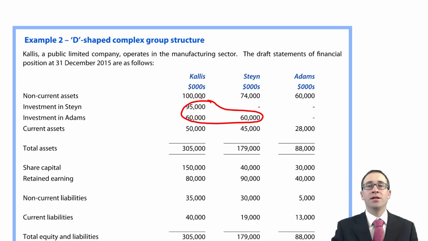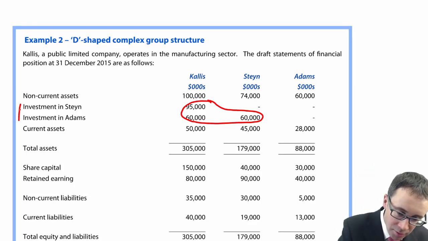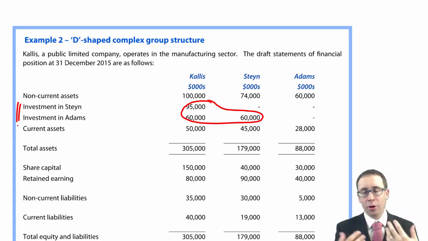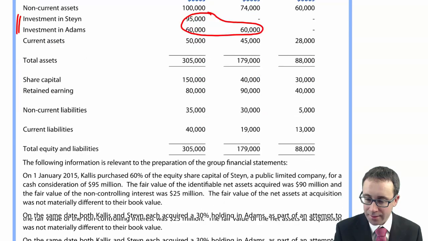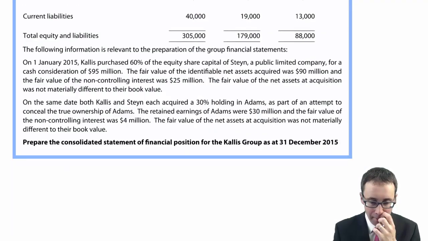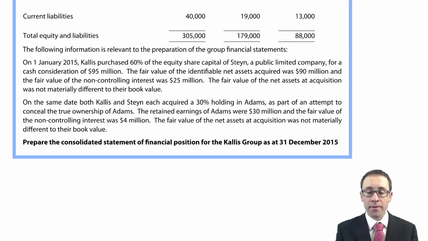So when you immediately see the group statement of financial positions, have a look at that little bit there to do with the investments to see if there's a bit of a clue as to what's about to hit you within the exam. Okay. Having said that, let's forget about that. It goes on there in terms of the requirement.